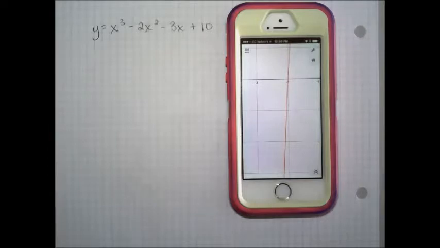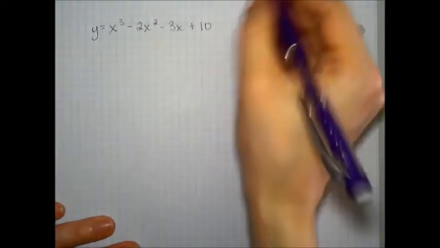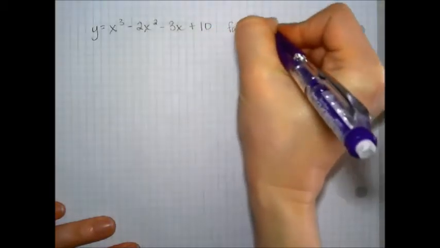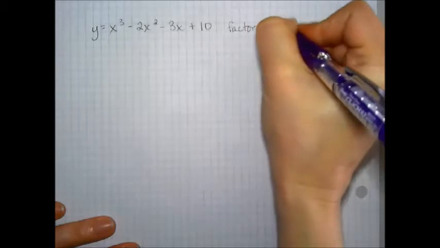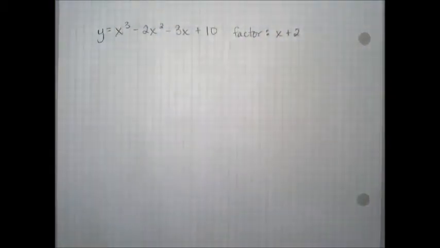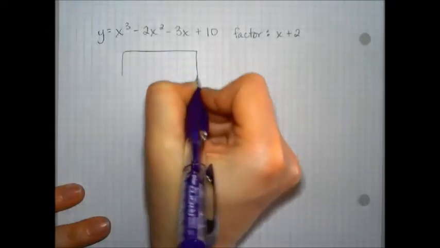So what do I know about one of my factors? X plus 2. Ben, sit up. So I have a factor at x plus 2. Now, for those of you who don't remember, I'm going to give you that first step into it, and then I'm going to give you some time to take it from there, because it's been a few days since we've done this.